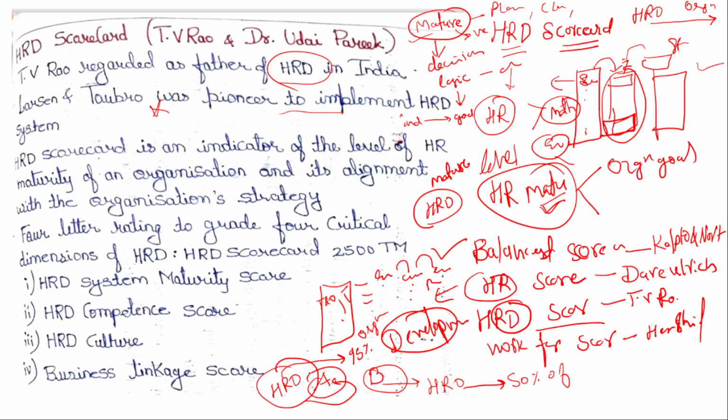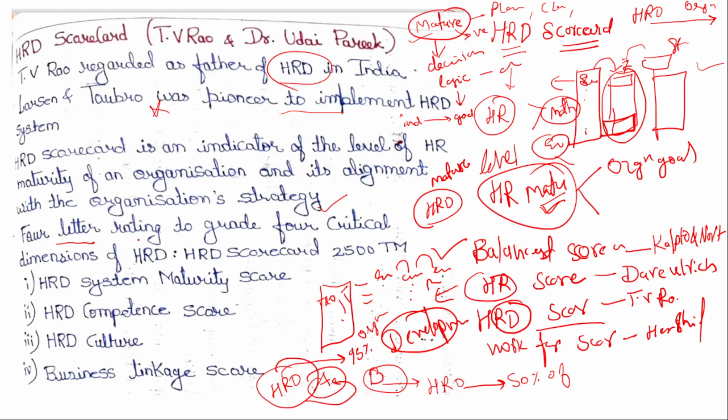So the more mature your HR is, the more you would be able to align to the organizational goal. When, as an organization or as human resource development, you are able to understand the organizational strategy, make an alignment, and achieve it in an efficient way, it means you are matured. Now, for this, T.V. Rao has given 4 critical dimensions to understand this maturity.